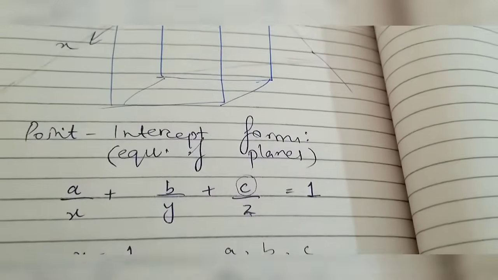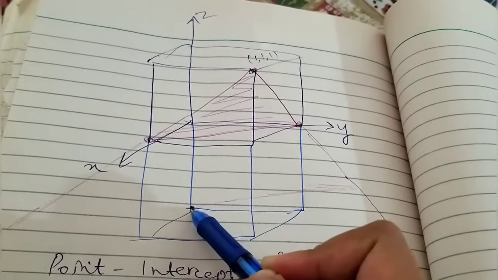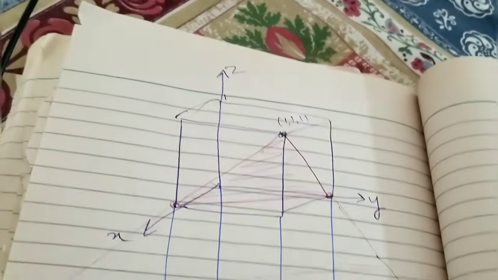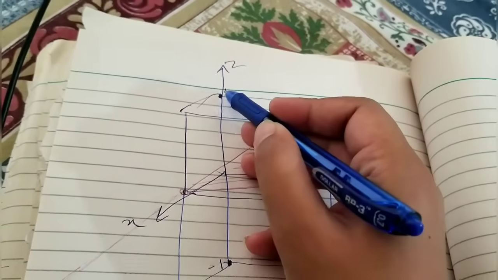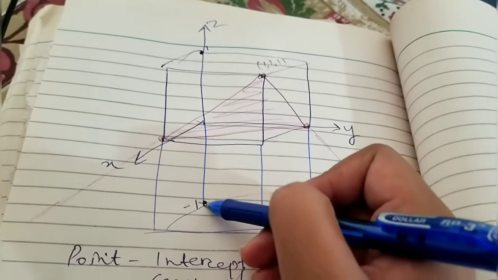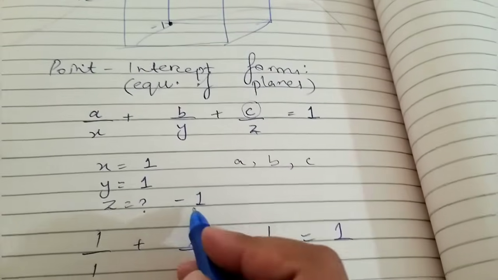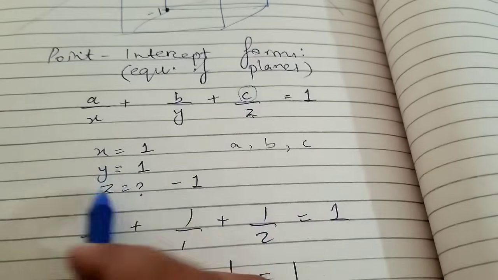So it actually touched the z-axis at the edge of another unit cell, which is making it minus 1, and this is plus 1. If it is above the origin and at the corner of the unit cell, then it is 1, and if it is below the origin and lying at the end of the unit cell, then it will be minus 1. So it actually came out to be minus 1. So yeah, these are the three intercepts.